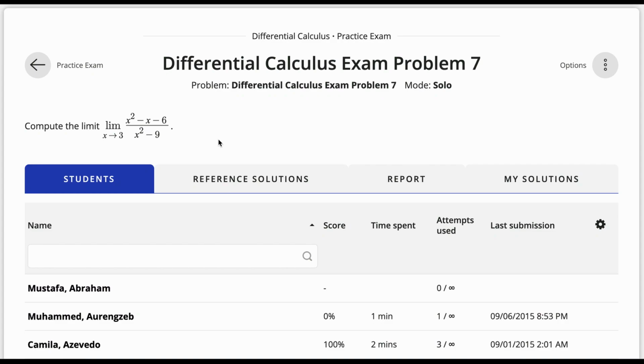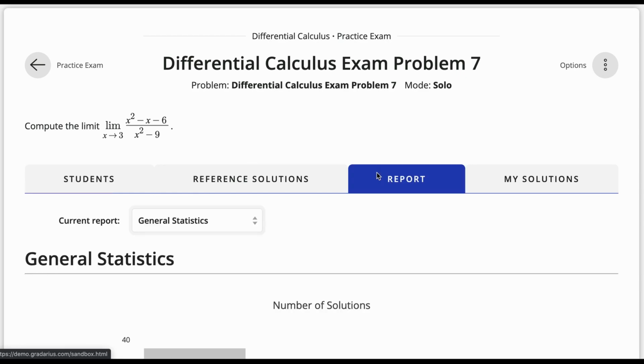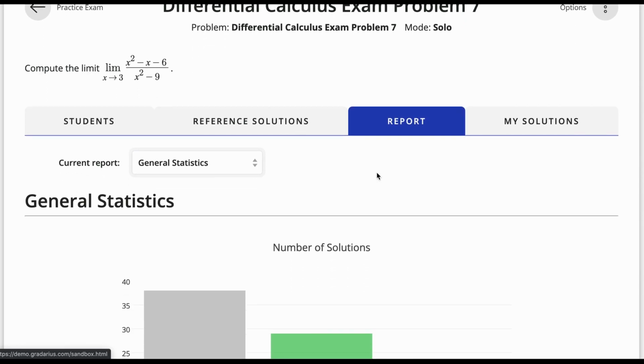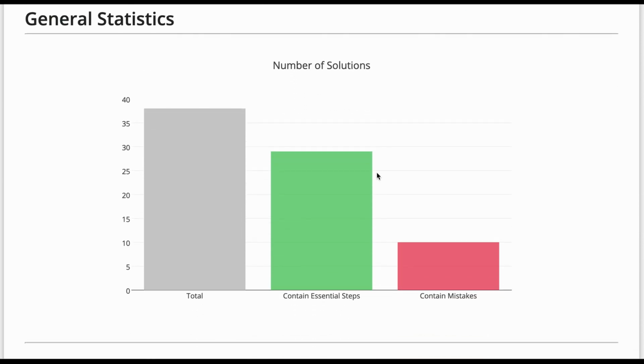Let's take a look at the analytics that Gradarius makes available to instructors. What we've done here is pulled up a particular calculus problem that asks students to compute this limit. And what we can do as an instructor is click on this report tab to immediately gain a lot of information about what students were up to when they solved this particular limit problem.